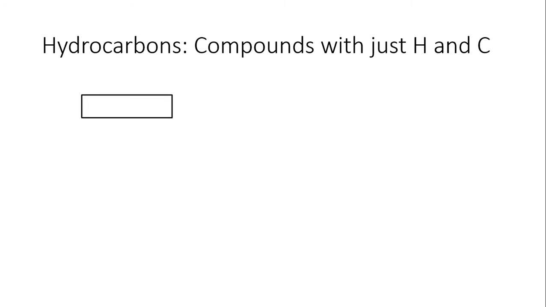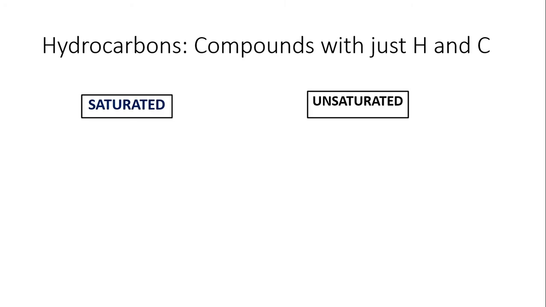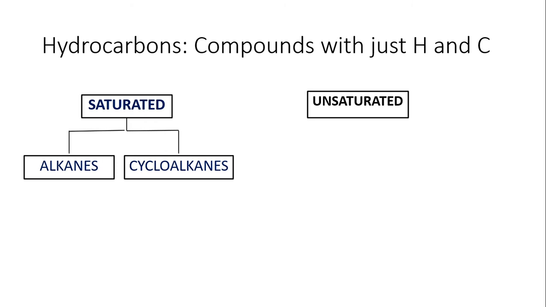We can subclassify the hydrocarbons into saturated and unsaturated, and we will get a better definition of these later on. This is based on a chemical property representing the ability of the compound to react with extra hydrogen. Saturated hydrocarbons consist of alkanes and cycloalkanes, and their main characteristic is that they only have single carbon-carbon bonds. There are no double or triple carbon-carbon bonds.